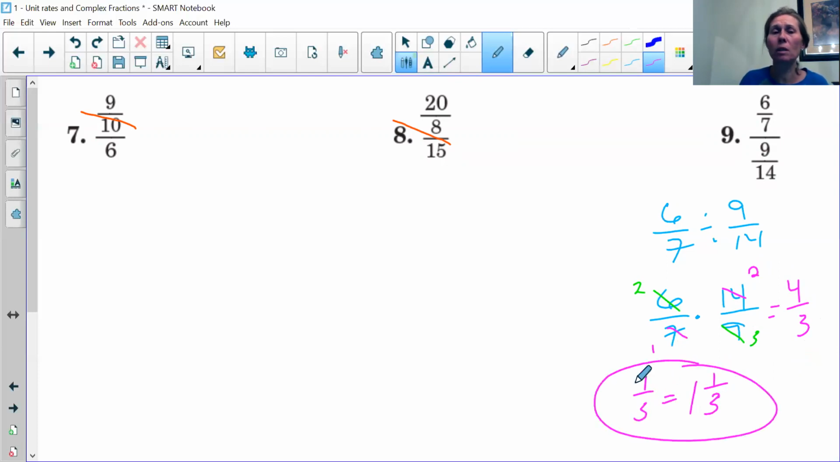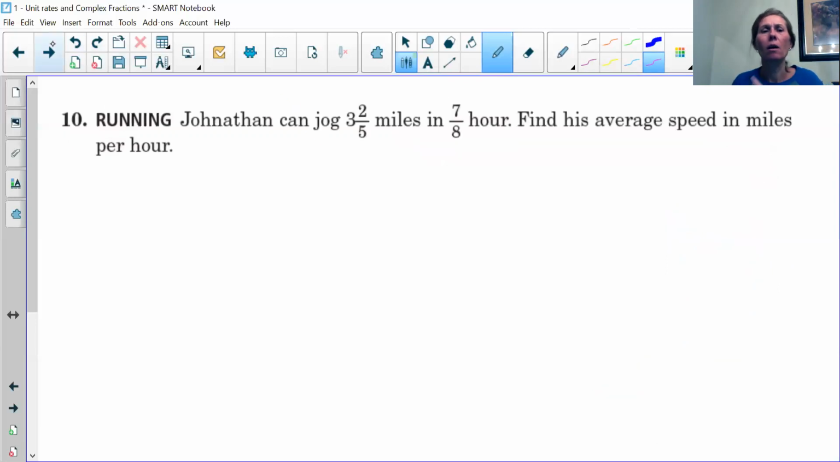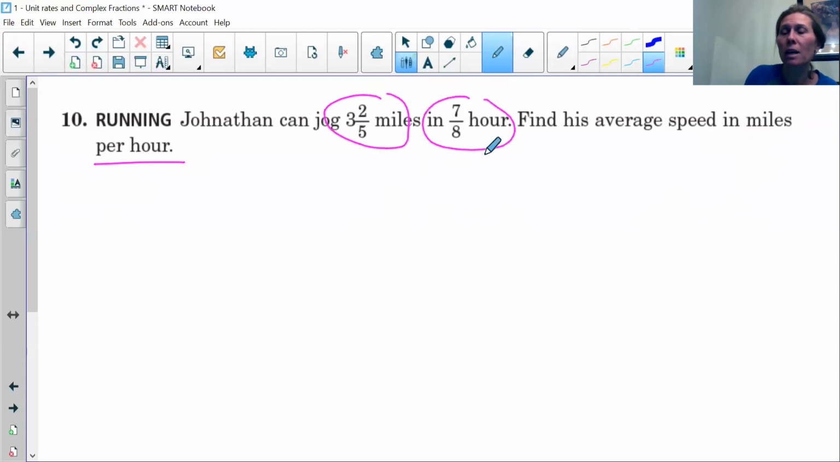All right, simple problems done. Let's move on to the word problems. And it's not hard, it's very easy. Running, Jonathan can jog 3 2/5 miles in 7/8 hour. Find his average speed in miles per hour. That tells me exactly what I need to do. Because I got 3 2/5 miles in 7/8 of an hour. I want to find his average speed in miles per hour.